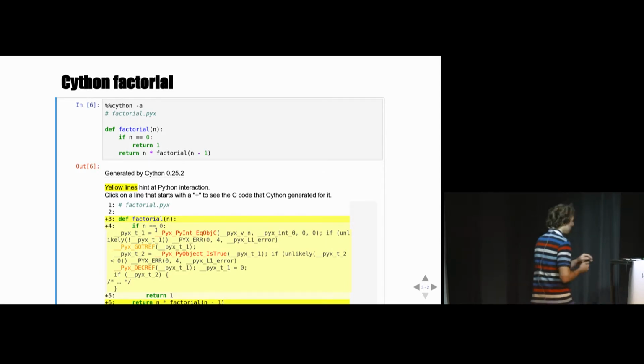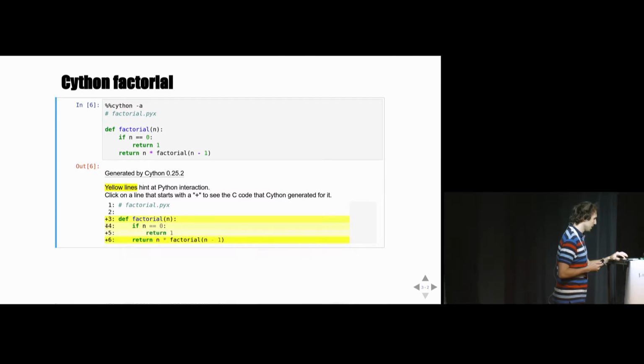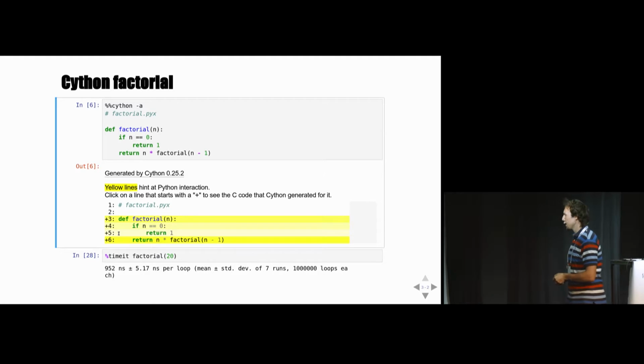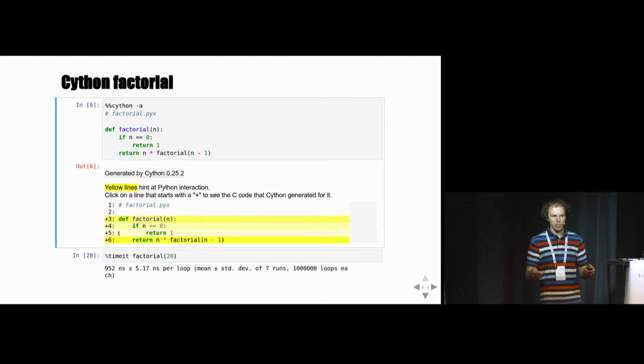But even though this is slow, it's still faster than the original Python version, and it's twice as fast without us even doing anything with the function. I just copy-pasted the code and it's twice as fast. So that's quite a cheap win.